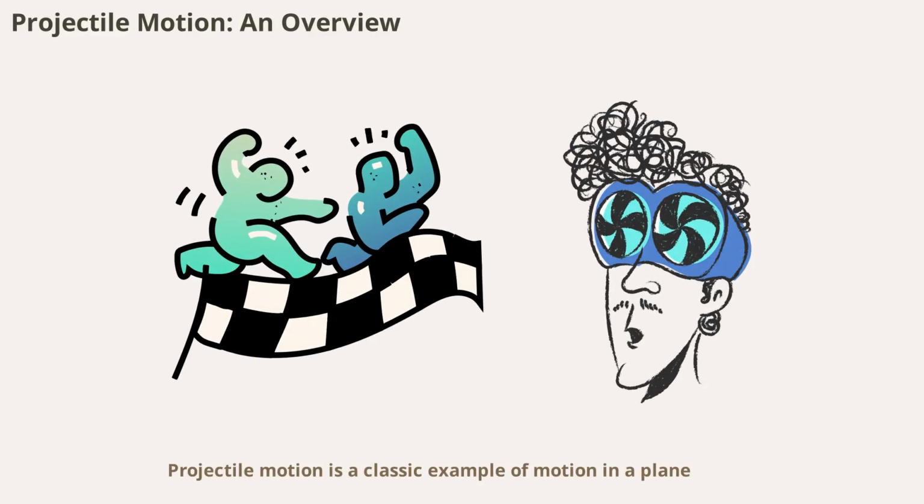Projectile motion is a classic example of motion in a plane. It describes the path of an object thrown into the air, moving under the influence of gravity alone. The trajectory is typically a curved path called a parabola. Examples include a ball being kicked, a stone thrown, or water sprayed from a hose. Understanding projectile motion helps us predict where and when an object will land, which is crucial in sports, engineering, and everyday life.